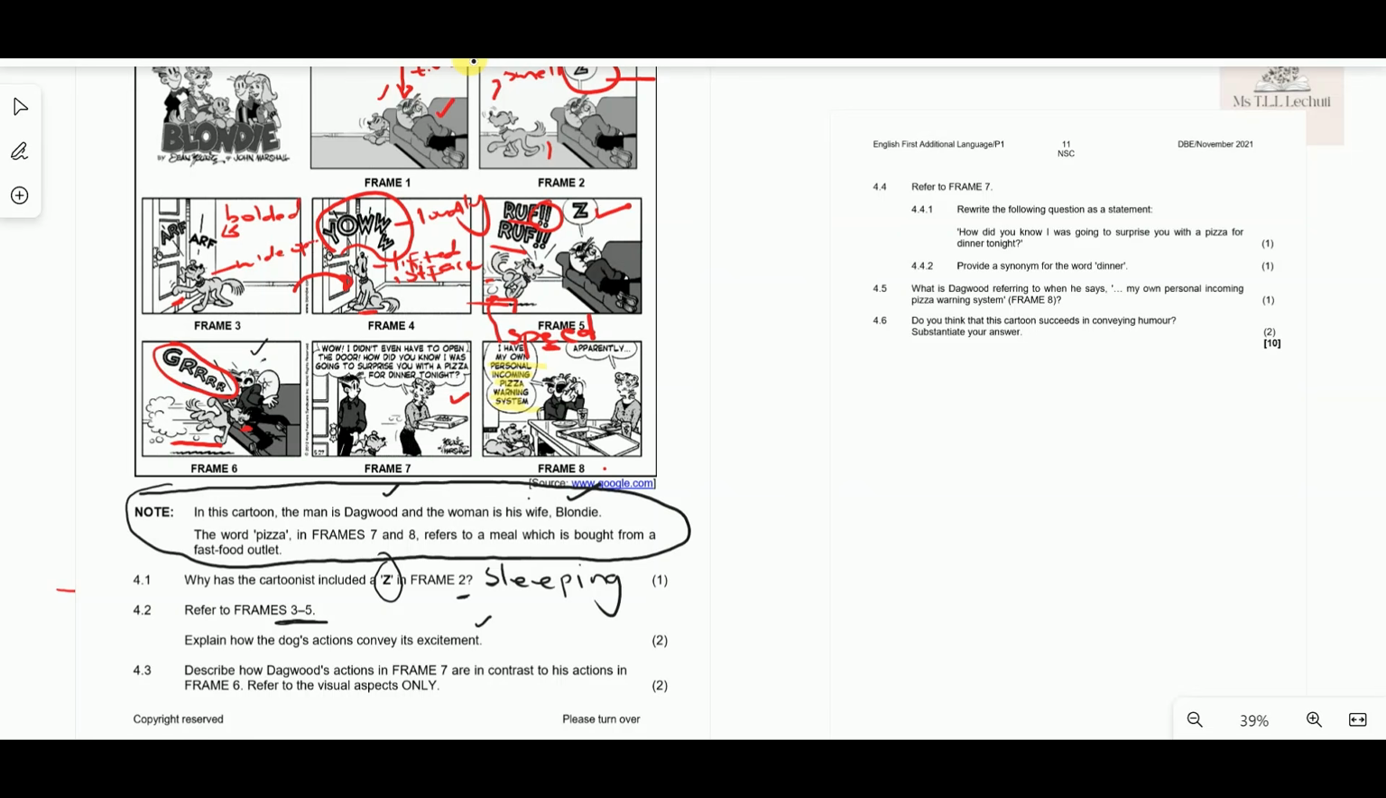You say, okay, in frame 3, the dog is scratching the door. Now when you say is scratching the door, you are talking about its action, right? Body language. What about the words? You go to the words.